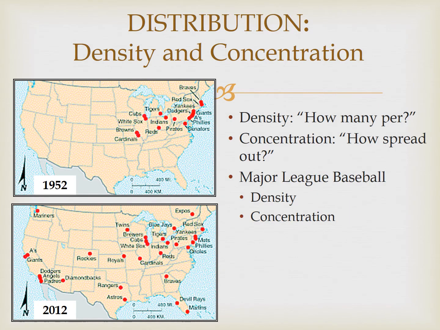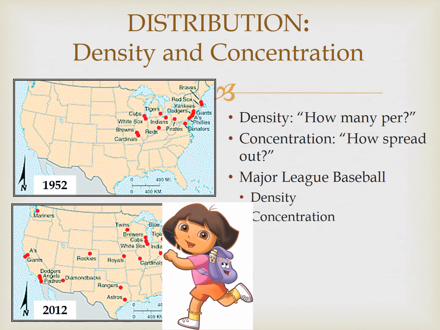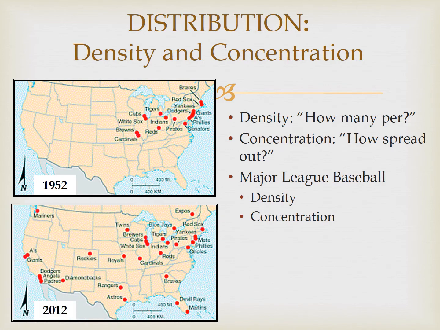Here's another one. Let's start with the type of map that we're looking at here. It's a dot distribution, and it's going to help us understand the distribution of baseball teams. One of the more common misconceptions about density and concentration is that if density, or number, is high, then they must be more clustered or close together. So let's look at baseball teams. In 1952, there were 16 teams, but by 2012, there were 30 teams.